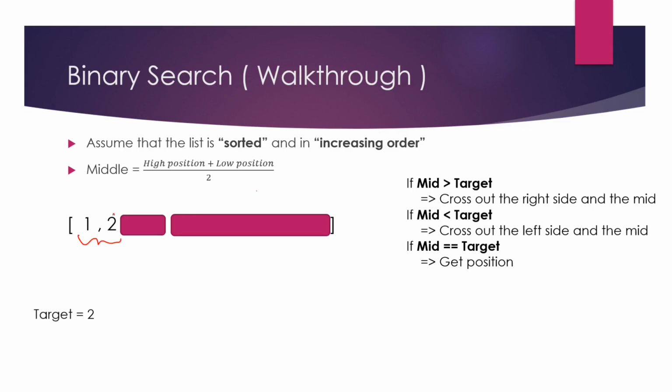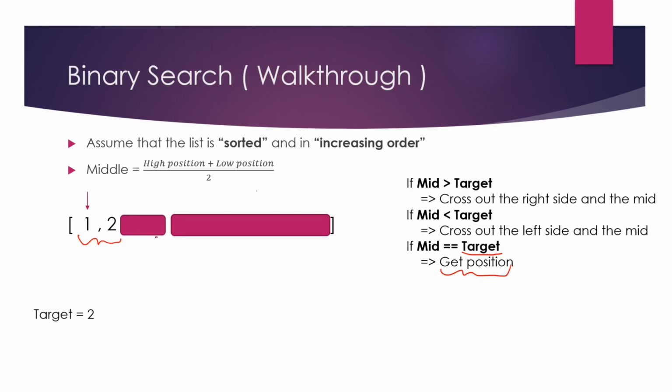And let's find the new middle starting point, which is either 1 or 2. So I'm going to pick number 2. And since number 2 is equal to the target, 2 equals 2, you just return the position. And in this case, it's going to be the first position. So that's going to be your answer.